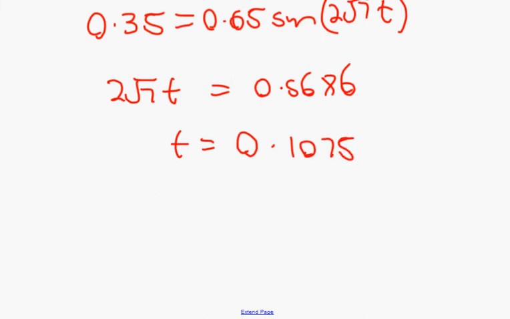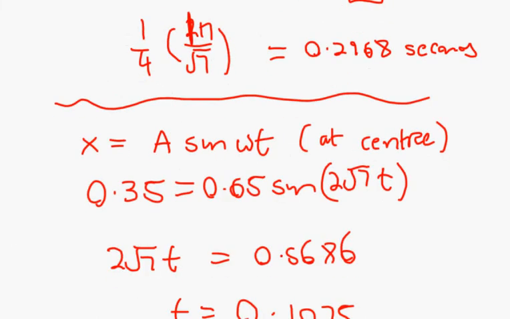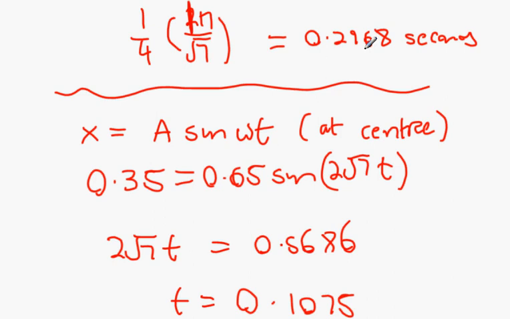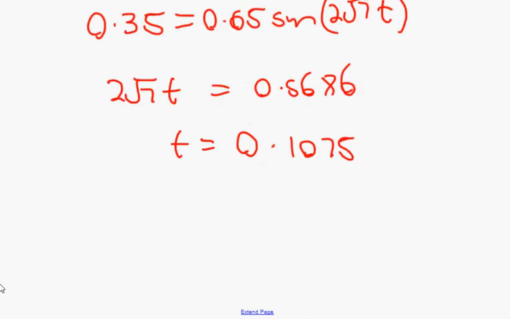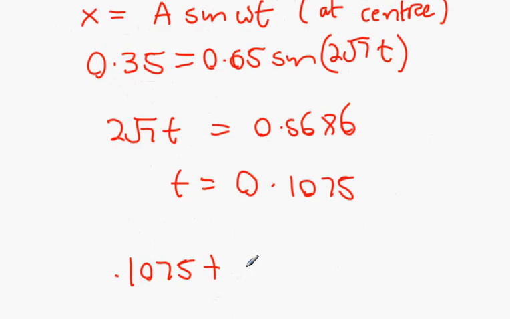Now you add the times together. The first time is the time it took to cover the first amplitude. You start the clock from the centre and then you saw how much time it took to travel a further 0.35. So we're going to get 0.1075 plus the other answer, which is 0.2968. Add them together and what we should get is 0.404 seconds.